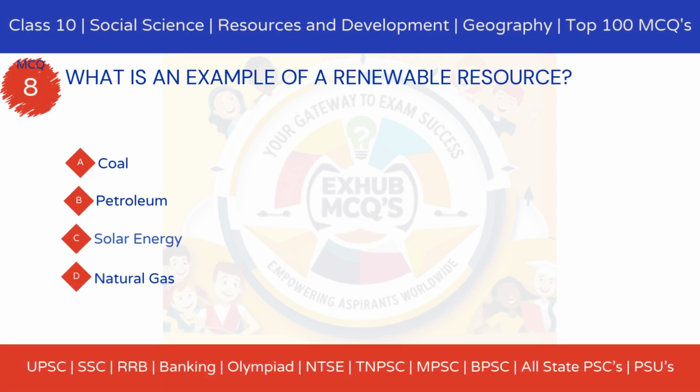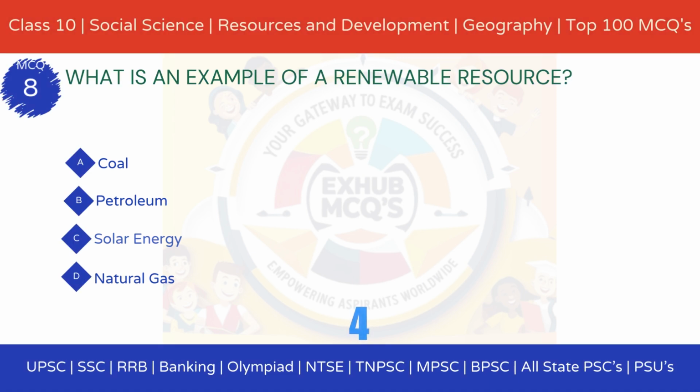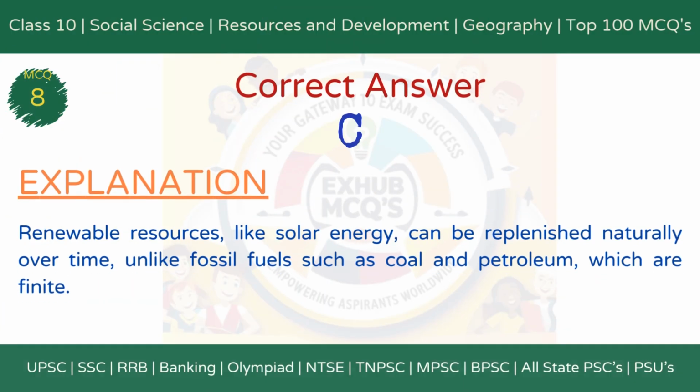MCQ 8. What is an example of a renewable resource? Option A, coal. Option B, petroleum. Option C, solar energy. Option D, natural gas. The correct answer is option C, solar energy.